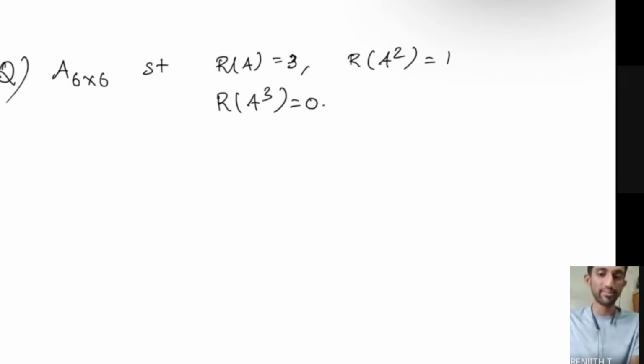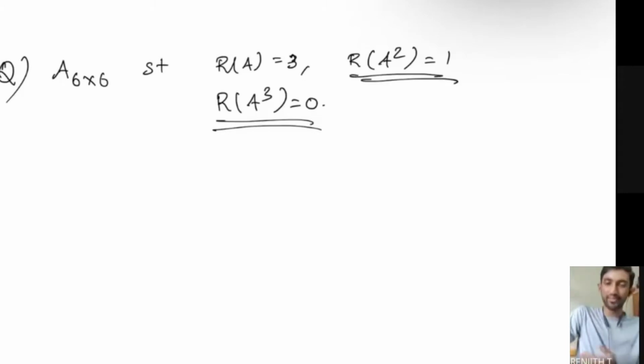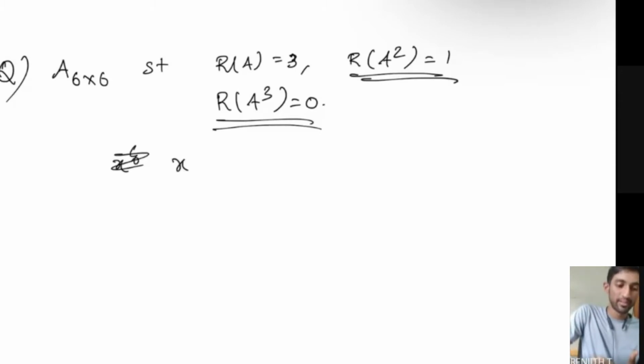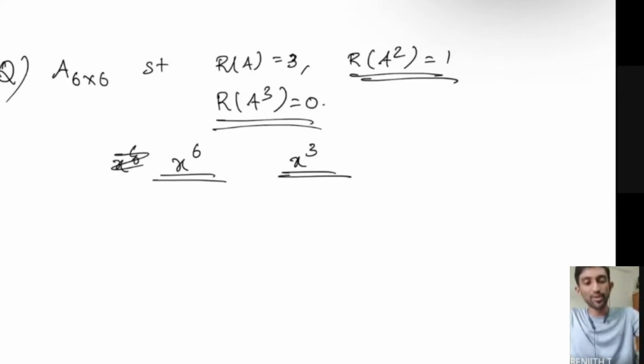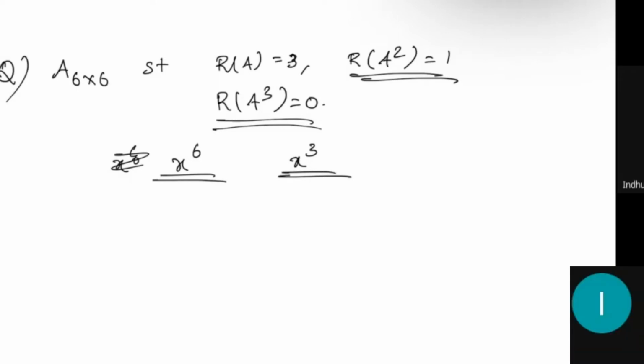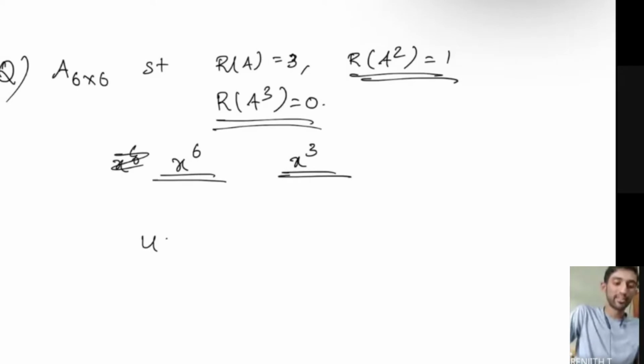So what are things you can get from here directly? Rank of A cube equal to 0 and rank of A square equal to 1. So suddenly what you can say? What will be its characteristic polynomial? X raised to 6. What will be the minimal polynomial? X cube, because A square is non-zero and A cube equal to 0. So the minimal polynomial will be X cube.